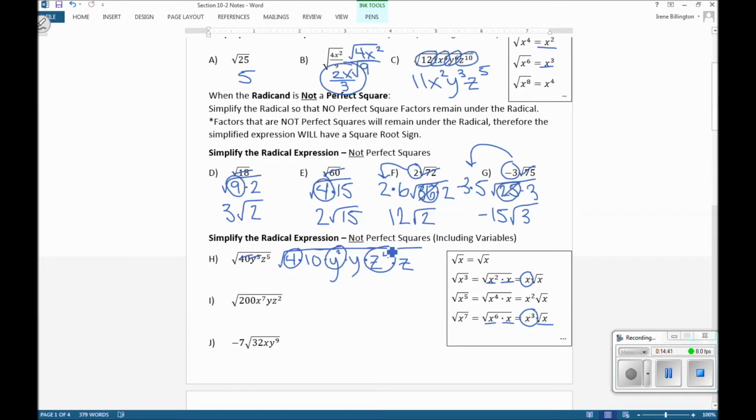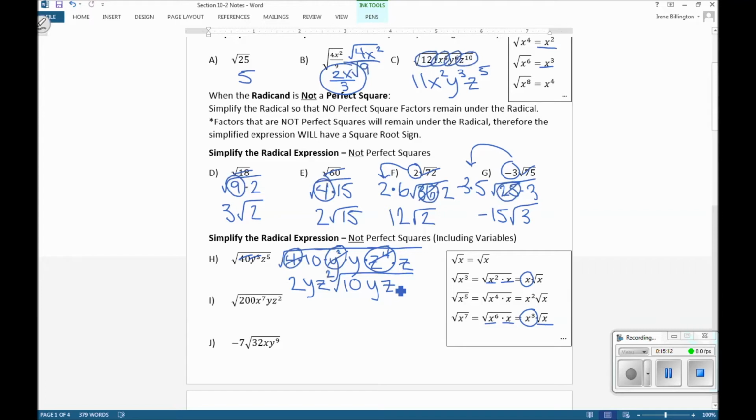So what I'm going to do next is take the square root of those 3 pieces of this expression. The square root of 4 is 2. The square root of y squared is y. The square root of z to the 4th is z to the 2nd. Remaining under the square root are the 10, the y, and the z.